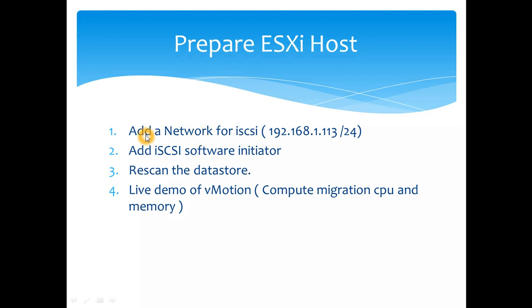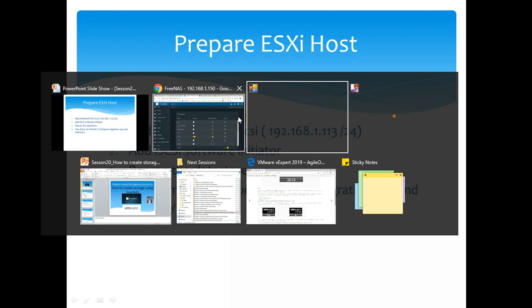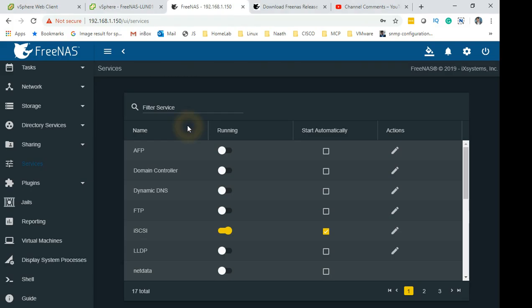First one is to add a network for iSCSI. This is the IP I'm going to use today, and then we have to add the iSCSI software initiator, and then we rescan it, and then we'll be able to see that. Let's get back to my ESX host.